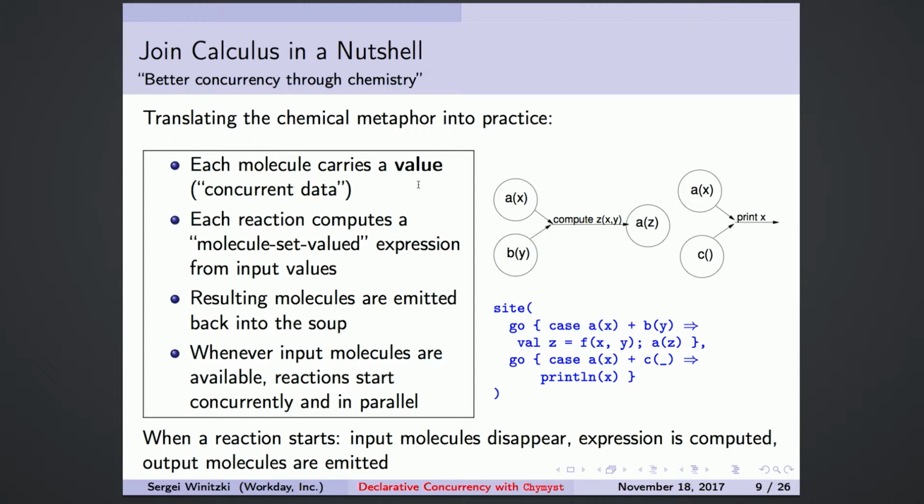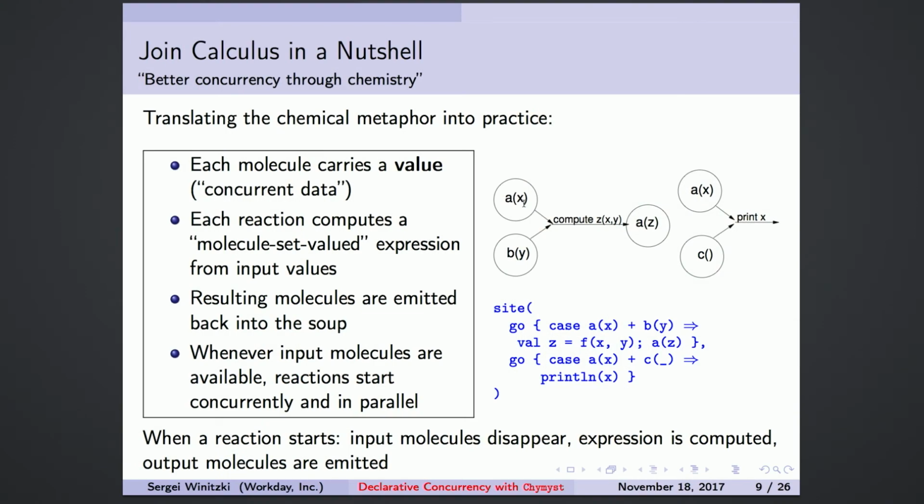And that will be our concurrent data. So each molecule now has a type of value that it carries. Each reaction, let's say you have A plus B goes to A. Now A has a value, so this value Z on the product of the reaction has to be computed somehow from the values X and Y on the input molecules. So the function that computes Z out of X and Y is the body of the reaction. This is just analogous to the body of the actor that takes the message data and computes some outgoing message.